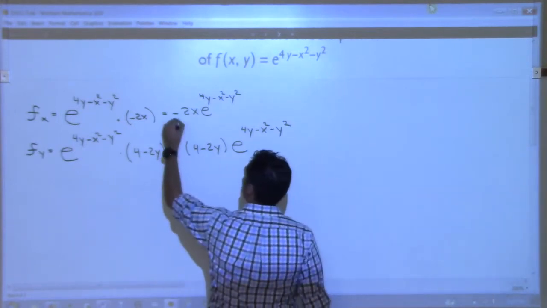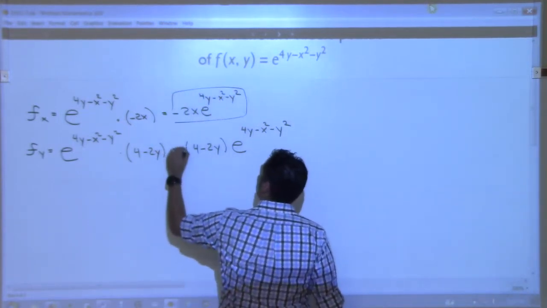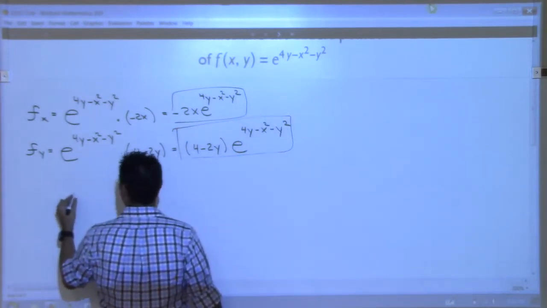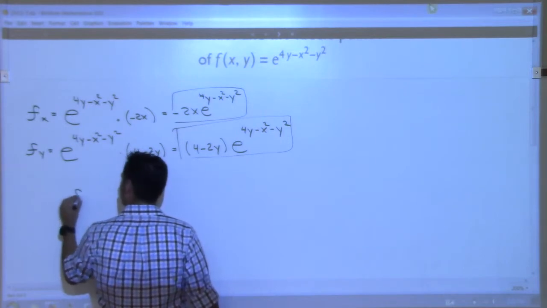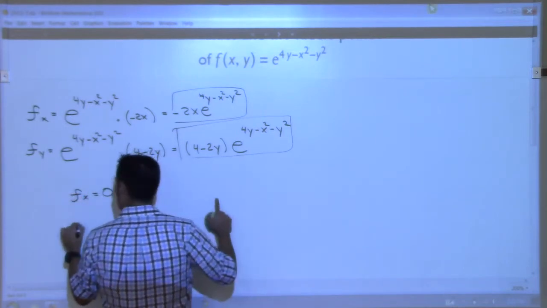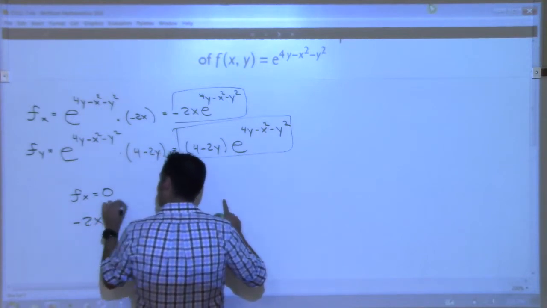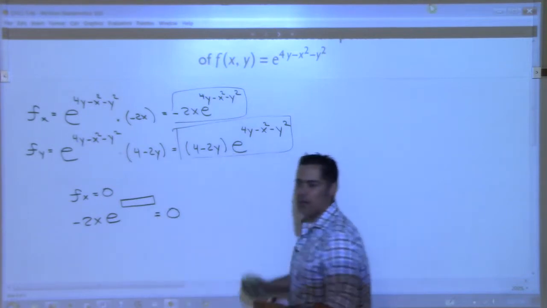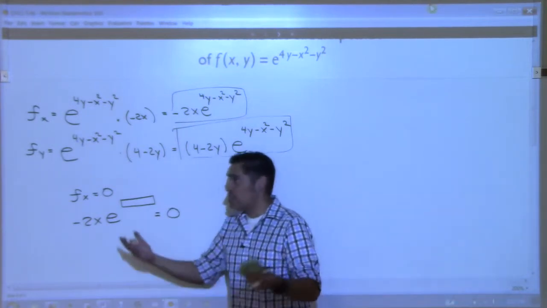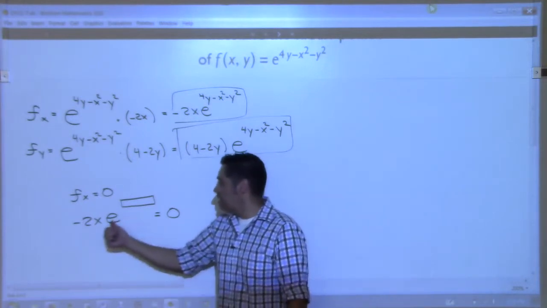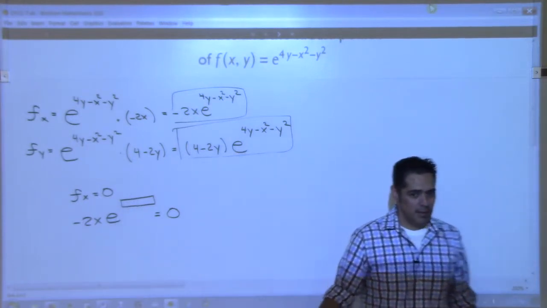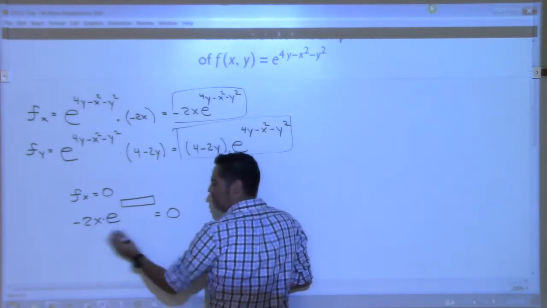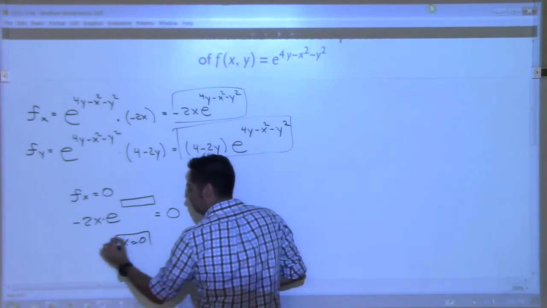So I'm working with this and this right here, and I need to set these guys equal to 0. Well, hold on a second. That's not too bad, right? If I take the first partial and set it to 0, all I'm doing is setting negative 2x times e to who cares equal to 0. We should all know from college algebra, pre-cal, cal 1, cal 2, that e to any power can never be 0. So the only way this is going to happen is if x is 0. That's pretty clean.